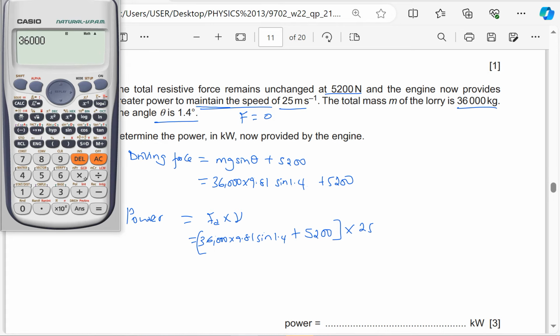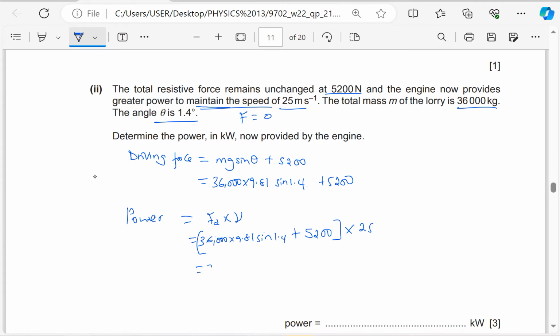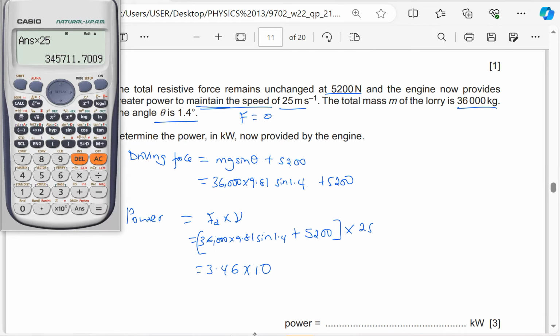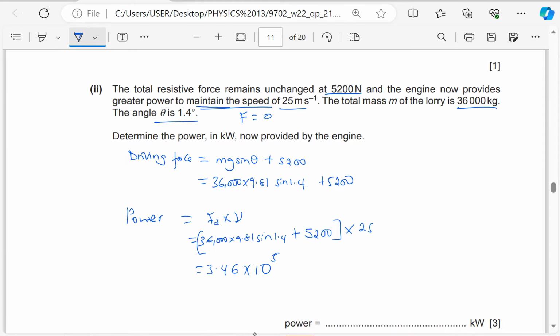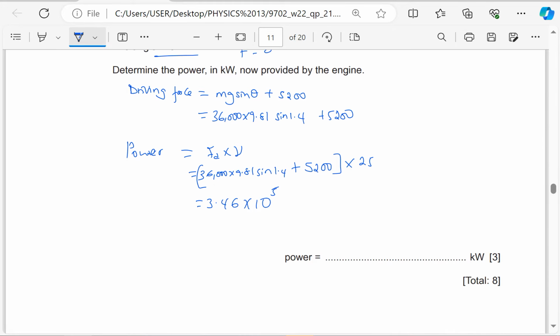Thirty-six thousand times 9.81 sine of 1.4 plus 5,200 times 25. So I'm getting 3.4546 times 10 to the power of 5. Okay, so that is 3.46 times 10 to the power of 5.